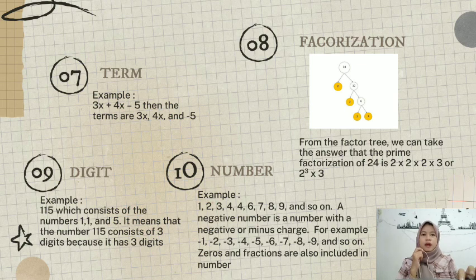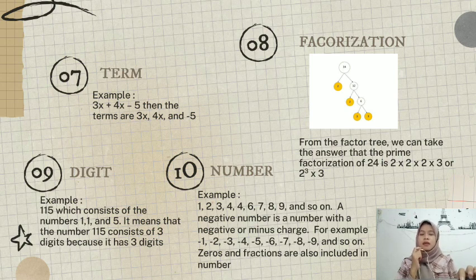And eighth, factorization. Meaning in Indonesian is faktorisasi. The factorization of a number is the product of all the integers that divide the number evenly. Example, the prime factorization of 24 is 2 times 2 times 2 times 3, or 2 cubed times 3.